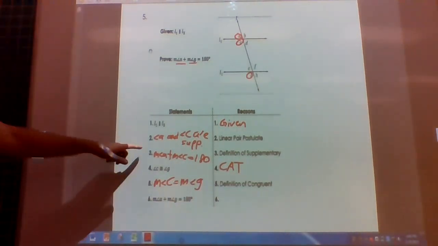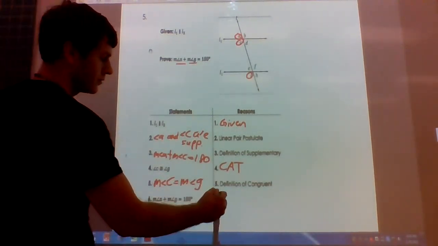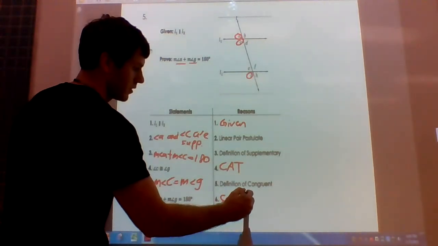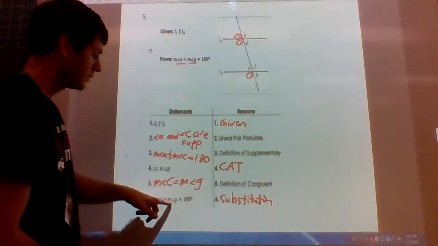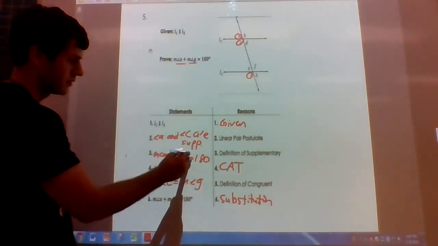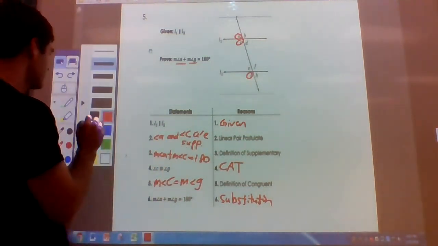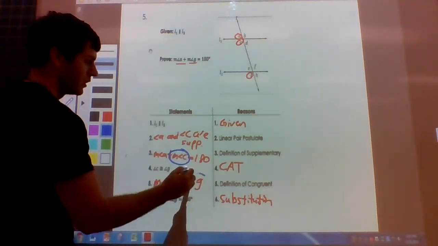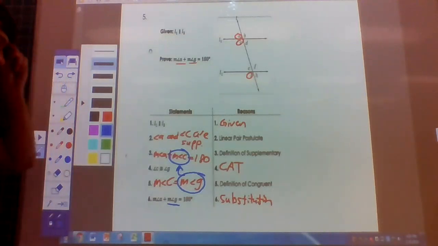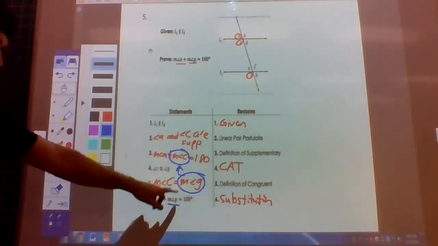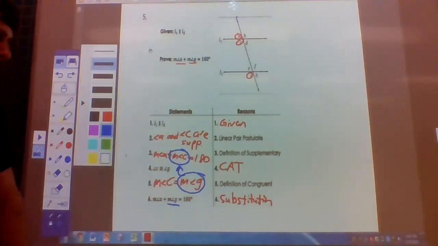So we have 2 equations here. Now we can just do substitution. Right, we're replacing C with G. So we're going to plug the G in for the C. So we get the measure of angle A plus the measure of angle G equals 180. That's substitution.